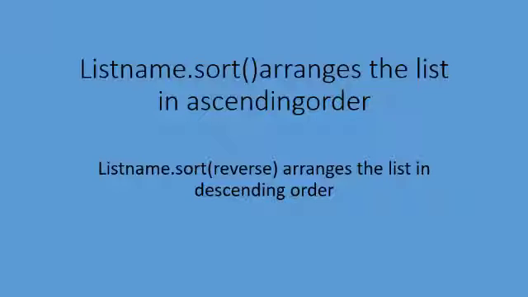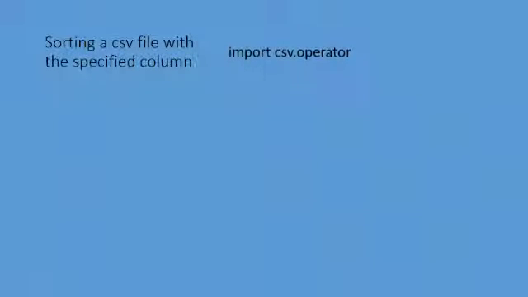List name dot sort alone, when I give it, arranges the list in ascending order. Suppose I include the reverse function, it will arrange in descending order. That's all. So list name dot sort arranges in ascending order, and sort with reverse arranges in descending order. That's all. Next, sorting a CSV file with the specified column.